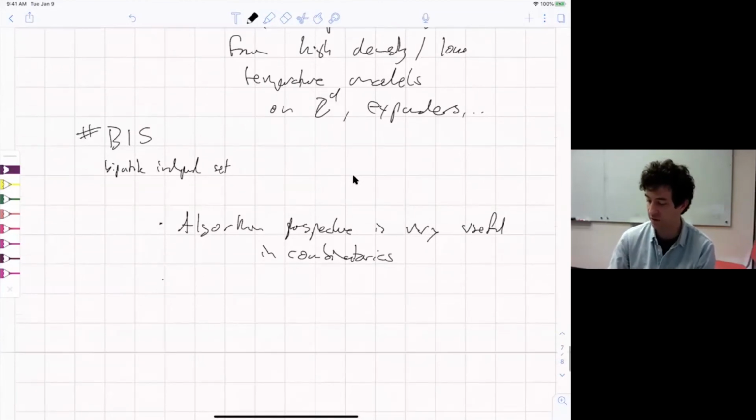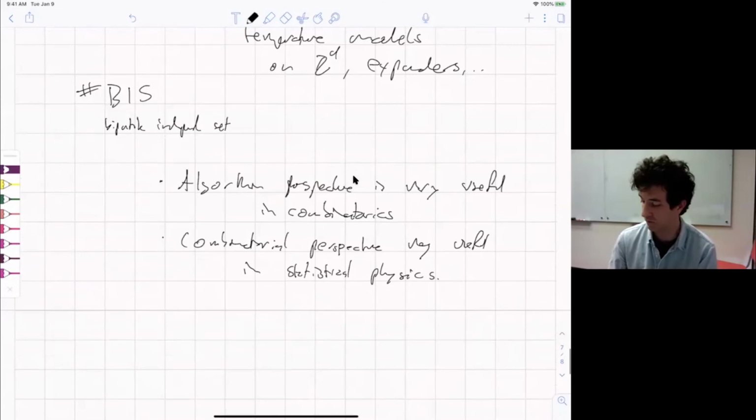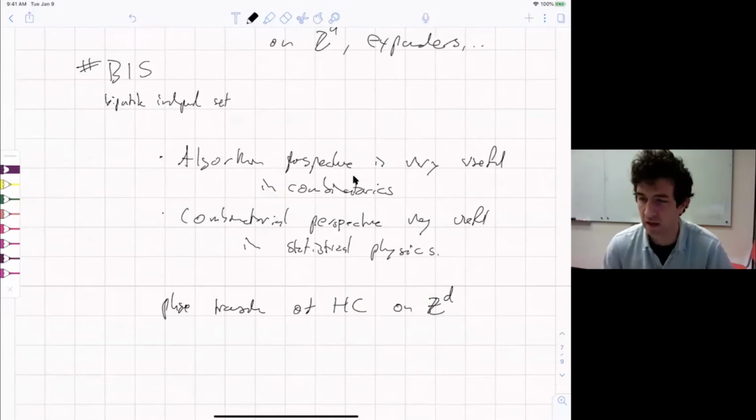But the other thing is in the other direction, the combinatorial perspective can be very useful in statistical physics. And just one example would be if we want to look at the phase transition of the hardcore model on Z^d. I say a bit of this in the notes, and I'll update more as well. We know that, first of all, it's a subtle question. Brightwell and Winkler showed that on some infinite graphs, there might be more than one phase transition, so it's subtle.